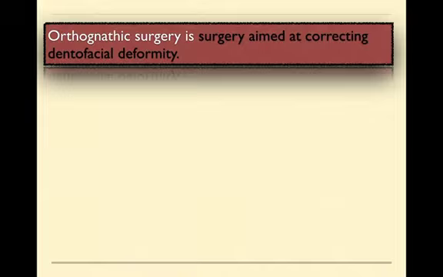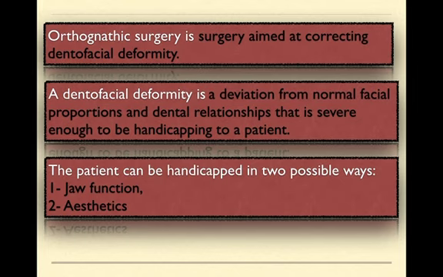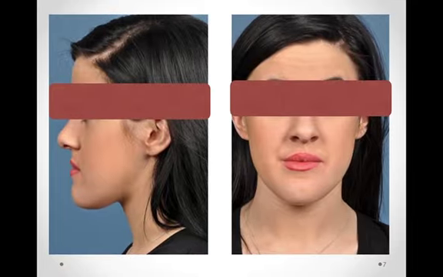So, the indications: when to do orthognathic surgery. Generally speaking, orthognathic surgery aims to correct dentofacial deformity. So what do we mean by dentofacial deformity? It's a deviation from normal facial proportions and dental relationships that is severe enough to be handicapping to the patient. Usually what handicaps the patient is in two possible ways, either jaw function or aesthetics. For example, this patient here is complaining about the aesthetics. She doesn't like the appearance of her face and her teeth. In this case, nothing can help the patient but orthognathic surgery.